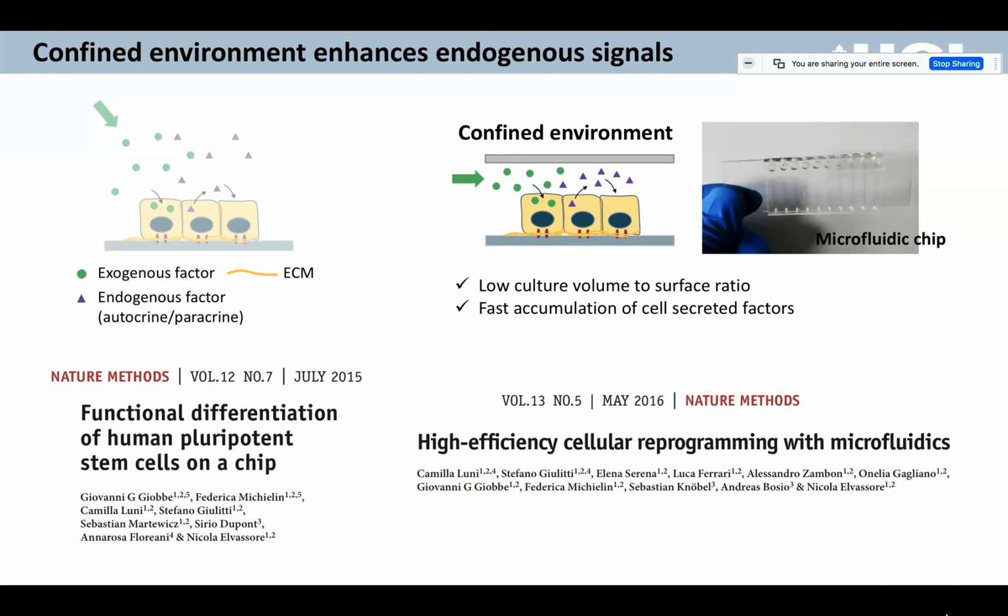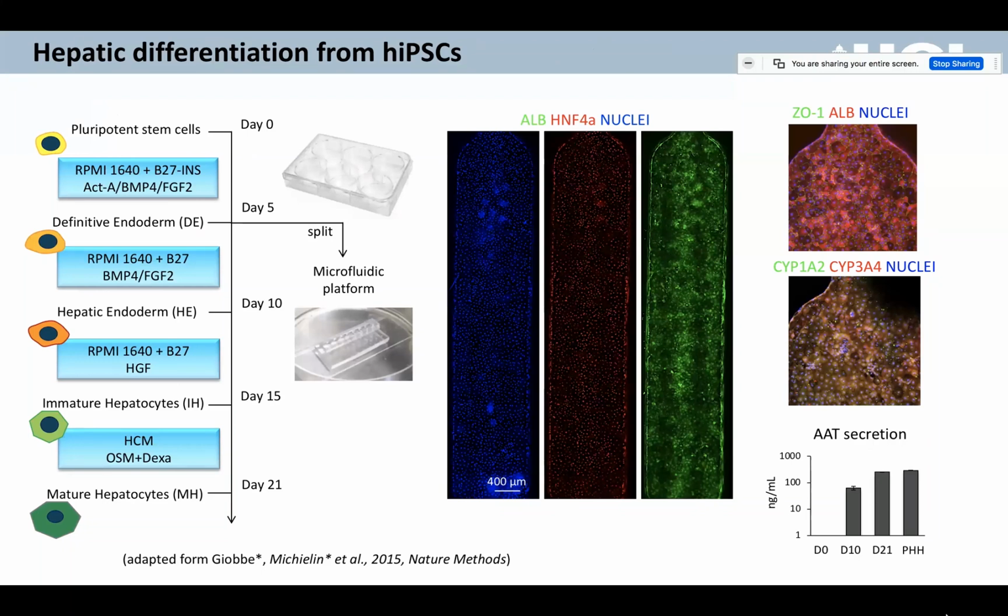So taking advantage of these technologies, we adapted a previously developed protocol to differentiate human-induced pluripotent stem cells to mature hepatocytes by injecting endoderm-committed iPSCs into microfluidic platforms, and then supplementing the exogenous factors proper of the differentiation protocols to finally achieve hepatocytes with homogeneous expression of adult hepatic markers such as albumin and HNF4 alpha, expression of cytochromes, which are key markers of hepatic differentiation, and functional activities, for example, secretion of alpha-1 antitrypsin to levels comparable to those obtained with primary human hepatocytes, which to date are the gold standard of the hepatocyte cells.